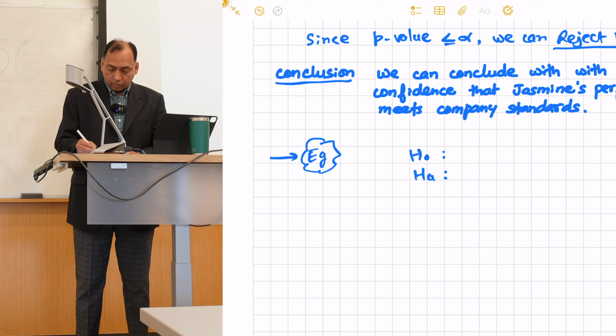So if you enter this, you get a p-value of 0.00. You can round this to 9. So since p-value is less than or equal to alpha, we can reject H0. So H0 is rejected. So this is true. So she is definitely fulfilling the requirements of this new job.